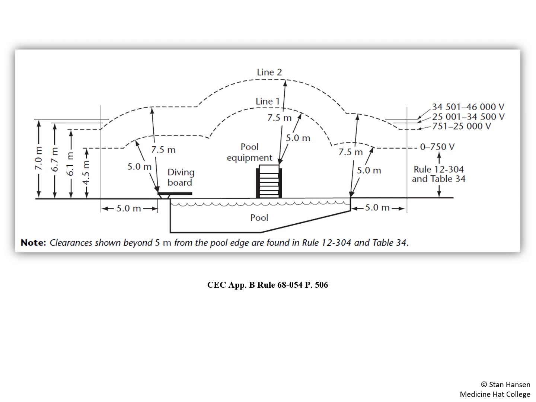The only exceptions that we can have is communication conductors and neutral supported cables as long as they don't exceed 750 volts, but we must maintain at least a 5-meter clearance. If we have any other conductors that are not exceeding 50,000 kilovolts but are above 750 volts, then we need to make sure that we are maintaining a 7.5-meter clearance. Make sure that you are checking Rule 68054 Appendix B to see this diagram so that we are aware of how far away of all of our different types of equipment that we need to be for any type of overhead lines.